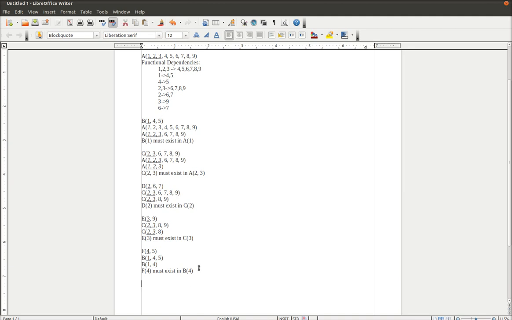6 determines 7. If that were the case, we would need to make another relation down here, G, and we would need to put 6 and 7 in there, make 6 our primary key, make it our foreign key in D, and then we remove 7 from our original D relation, and we write a statement, G6 must exist in D6. So now what you've seen is third normal form.